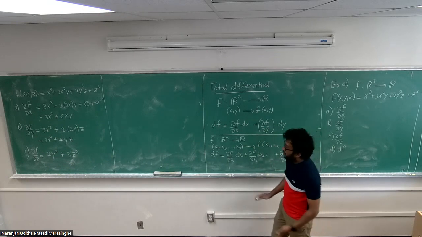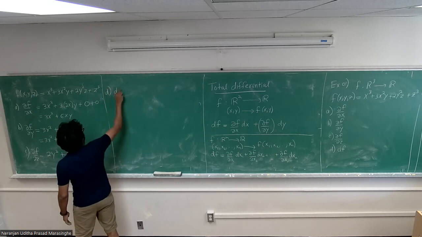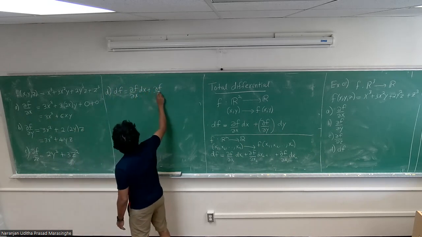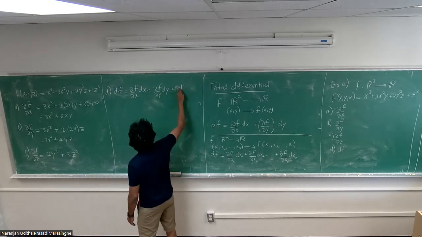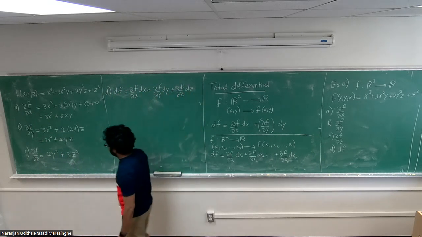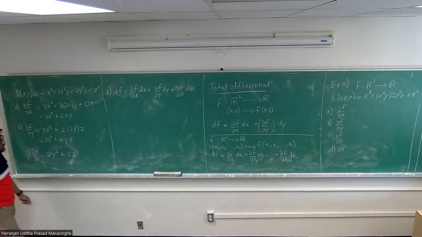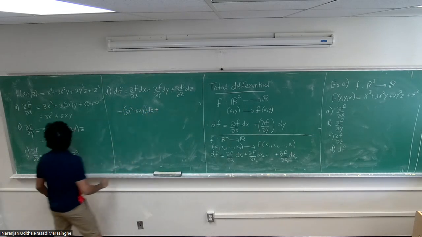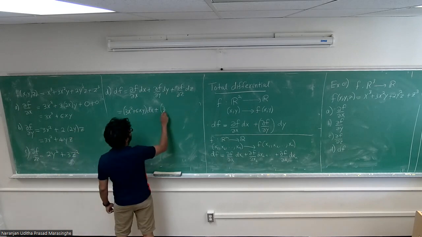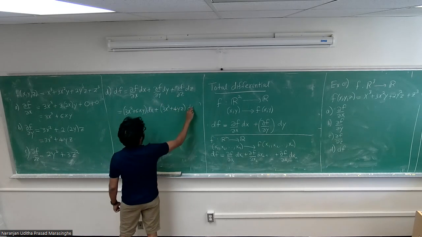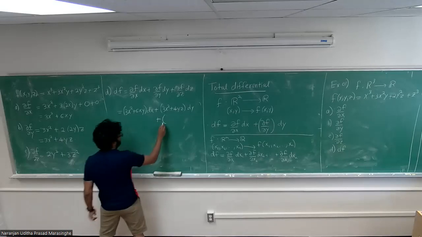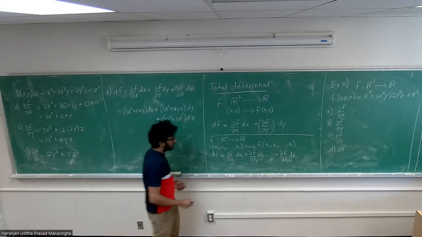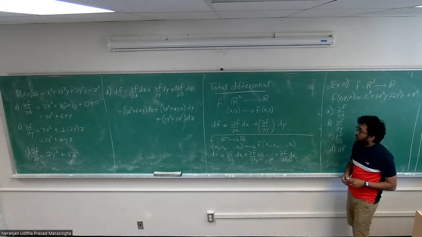Okay. What is the total differential? df is going to be ∂f/∂x times dx plus ∂f/∂y times dy plus ∂f/∂z times dz, right? ∂f/∂x is going to be 3x squared plus 6xy, so (3x squared plus 6xy) dx plus (3x squared plus 4yz) dy, right, plus (2y squared plus 3z squared) dz. Okay. Right.